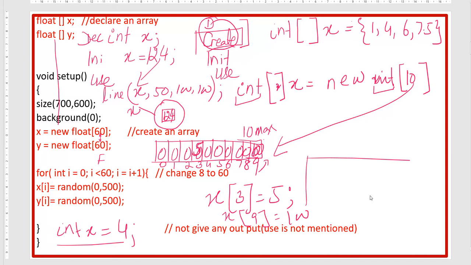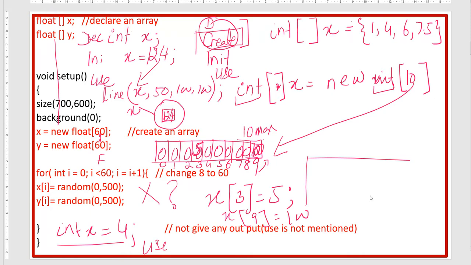Our pixel range is this, right? 0 to 500. So between 0 and 500, it will make 60 spots. But when I run this, it will not run. This programming is right, but you will not get any output. The question is why? I will show you. Because I have declared here, I have created, I have initialized, but I didn't use it.